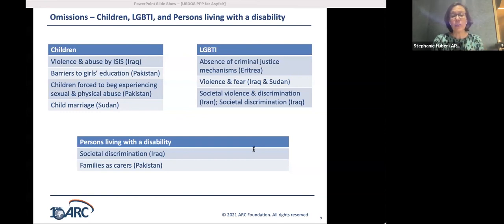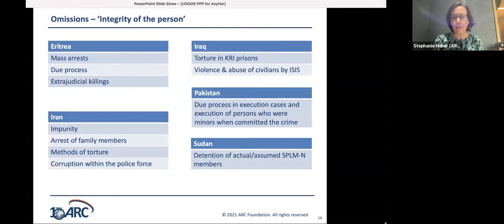And omissions we found were also in relation to how the integrity of the person was dealt with, despite again other sources continuing to document their existence. For example, these included, with regards to Eritrea, the mass arrests of persons suspected of evading national service, the corruption within the police force in Iran, or the occurrence of torture in prisons operated in the Kurdistan region of Iraq.